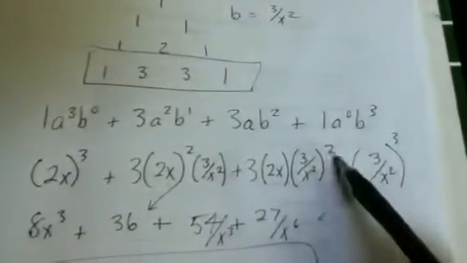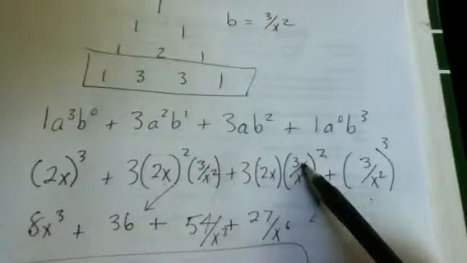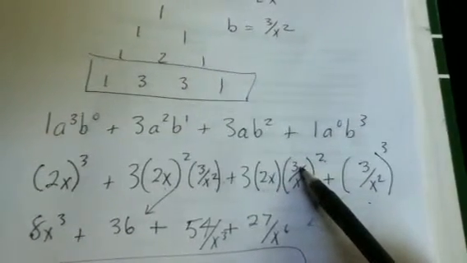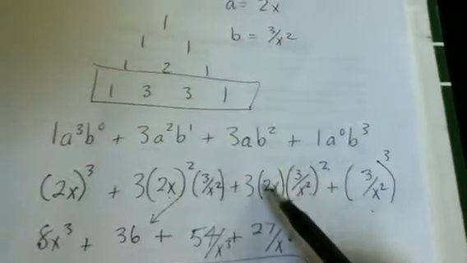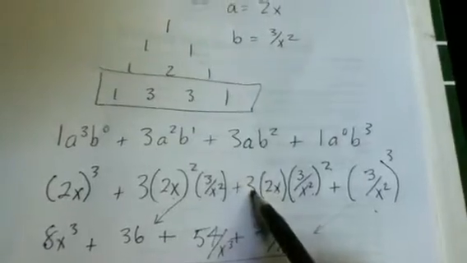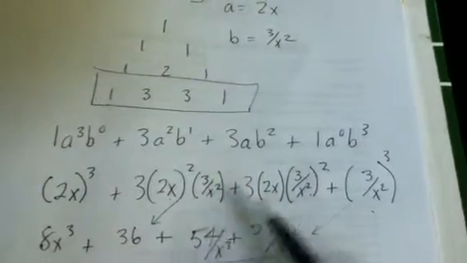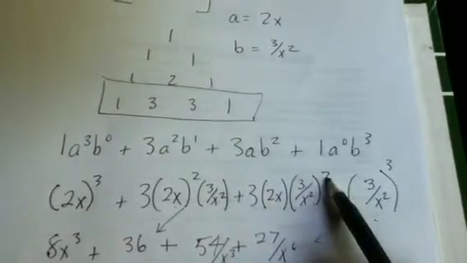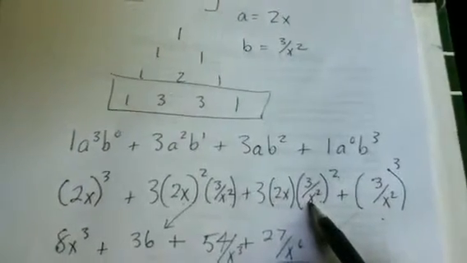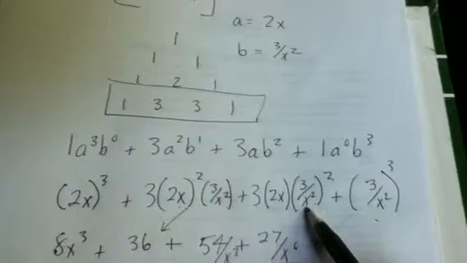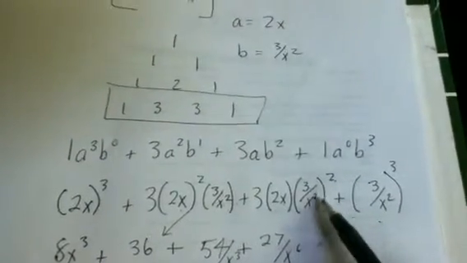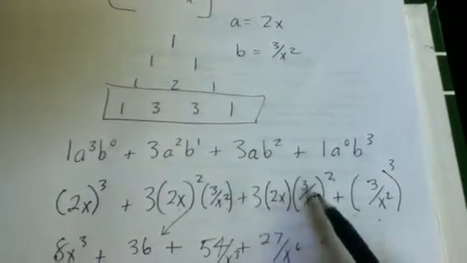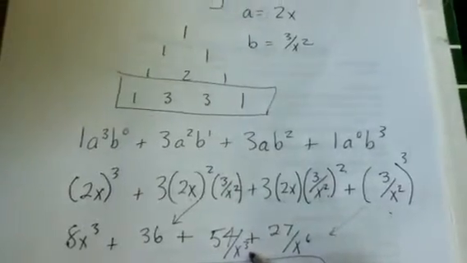Over here, this 2 is going to square the 3 and give you 9. Times 2 is 18, times 3 turns out to be 54. This squaring turns this x into x to the 4th, but one of those x's cancels with this one, so you end up with x to the 3rd.